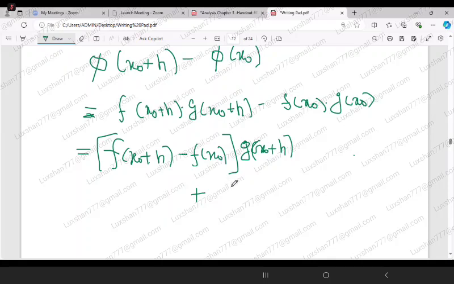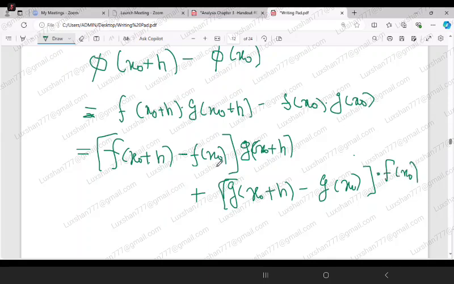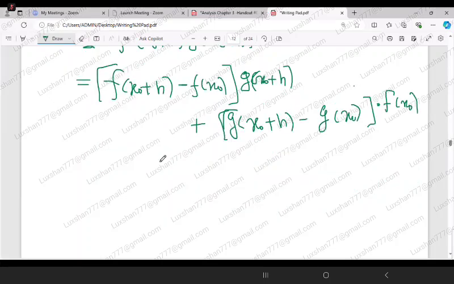I'm going to put g of x naught plus h minus g of x naught into... so look at this, minus f of x naught into g of x naught plus g of x naught into f of x naught. I have added these two. I have added and subtracted. So there is no change in the formula.